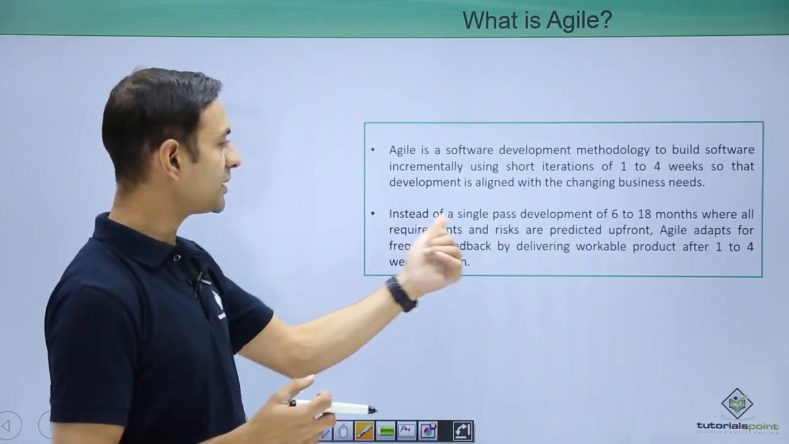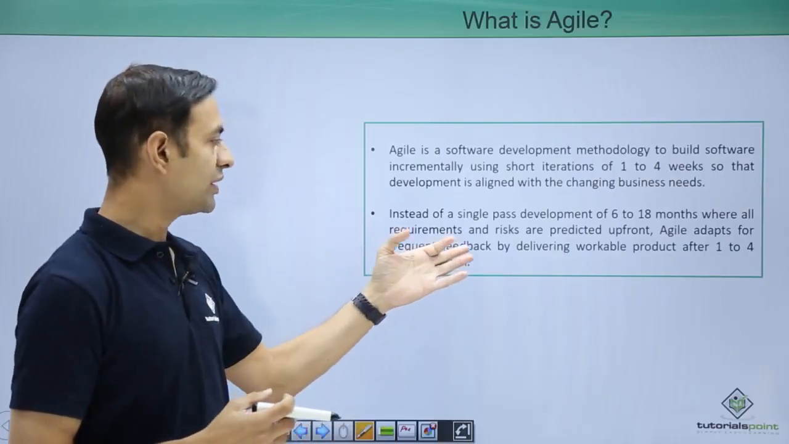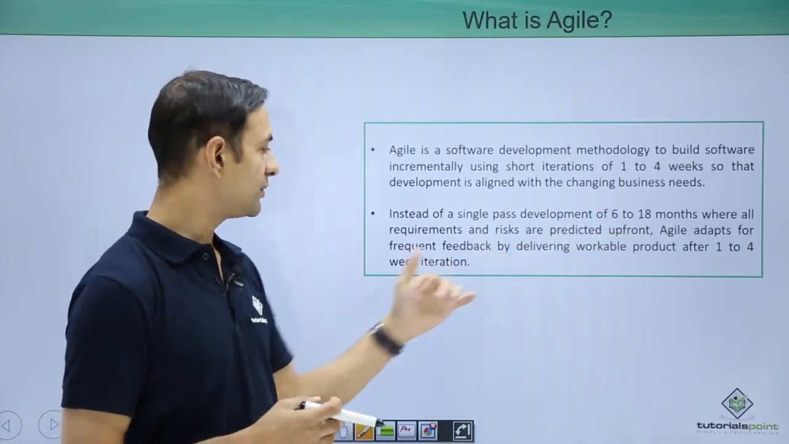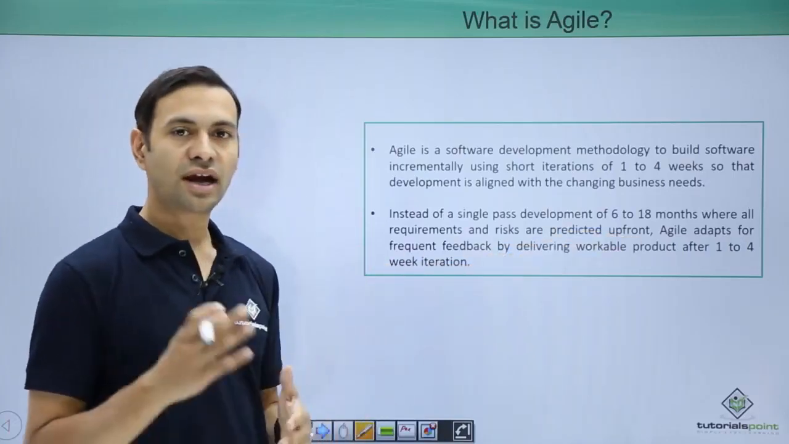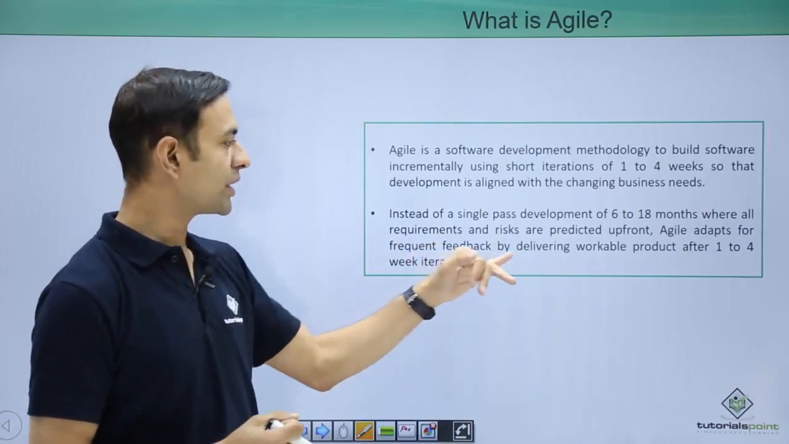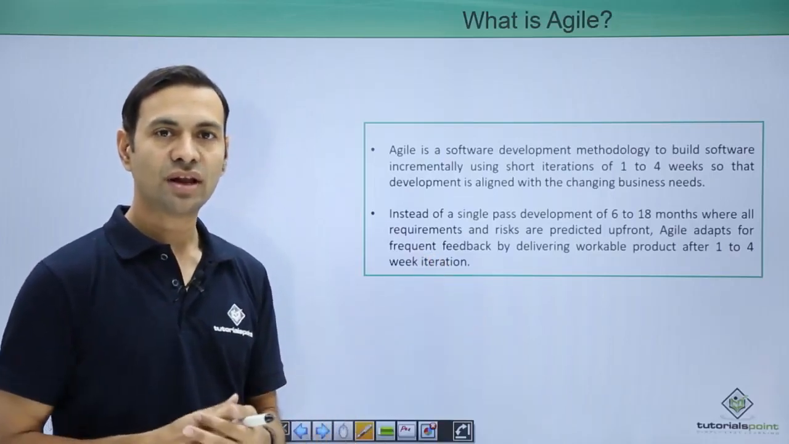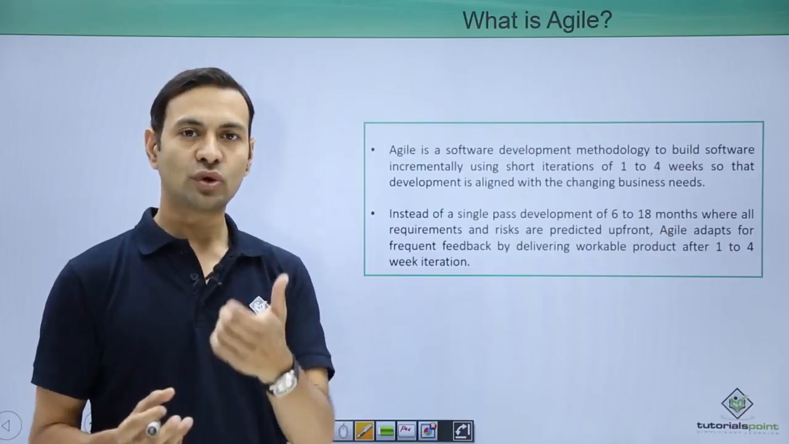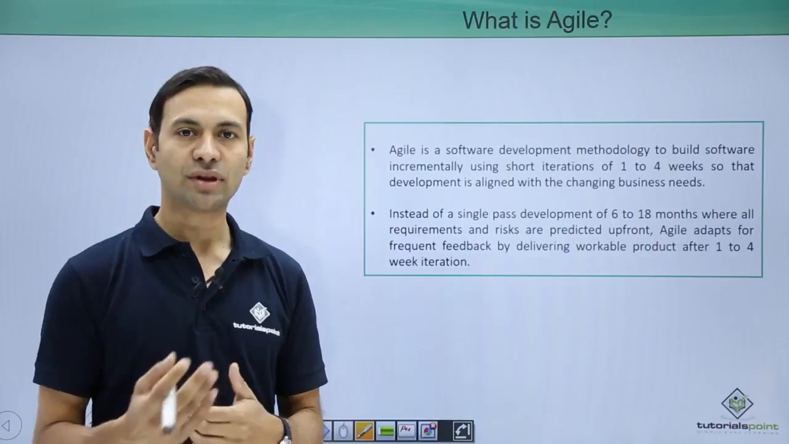So instead of single pass development of 6 to 18 months, where requirements and risk are predicted upfront, Agile adapts through frequent feedback by incorporating changes after every 1 month or half a month. So we have a workable product after every 1 to 4 weeks of iteration. Basically, we check with the client, okay sir, so far we have developed this product, can you give feedback on it after a month of development?